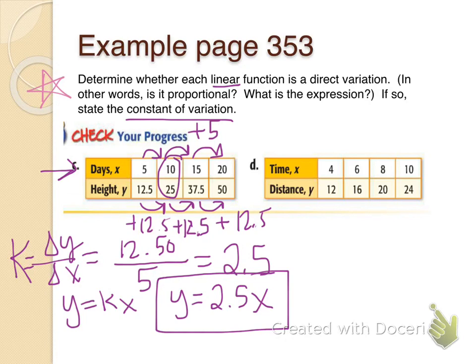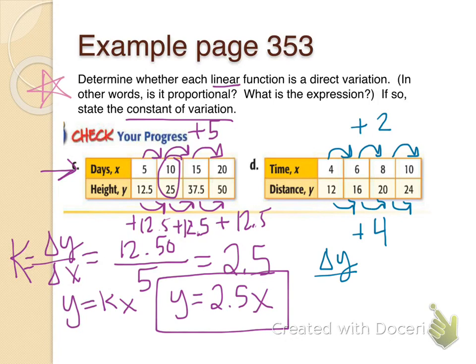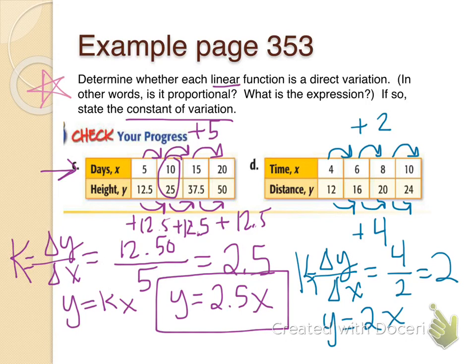In this one, let's see how it's changing on the top. 4, 6, 8, 10, it's going up by 2. And on the bottom, 12 to 16, 16 to 20, 20 to 24, it's going up by 4. All right, so let's find the rate of change, or the slope. Delta y over delta x would be 4 over 2, which would be 2. So since that's also equal to k, my equation would be y equals 2x.